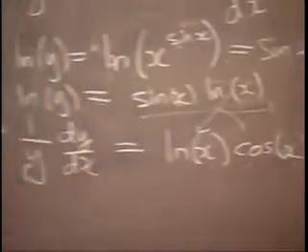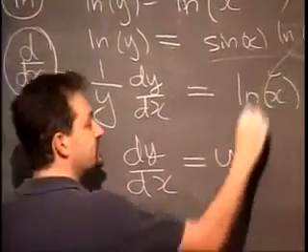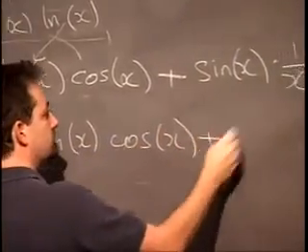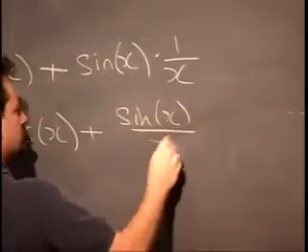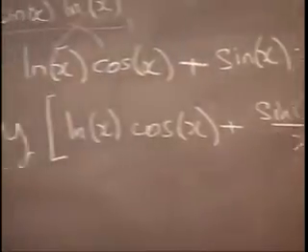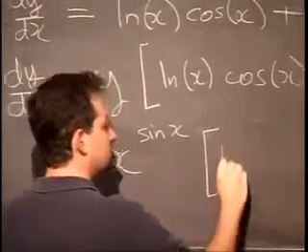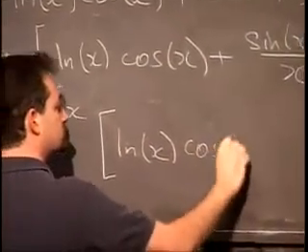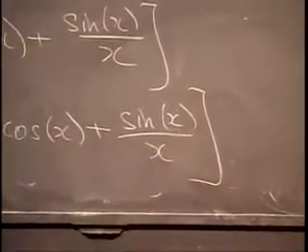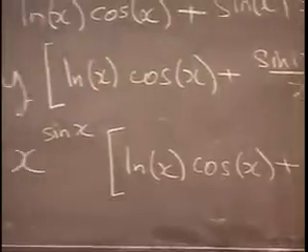Well, I don't want 1 over y dy/dx, I want dy/dx. So dy/dx is y times this mess. And of course, I have to get rid of the y. y was just x to the sine x. So I just replace that. And that is the derivative of x to the sine x. You wouldn't have guessed it. It's not the most obvious thing.